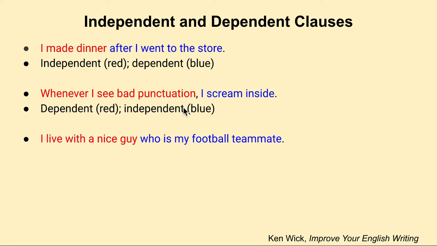Another example. Once again, stop the video when you have the answer. All right. The first one is an independent clause. I lived with a nice guy. The second one is actually a relative clause. I put dependent / relative because if you would have answered either, it's going to be correct. It's technically a relative clause, which is a dependent clause. Who is my football teammate?